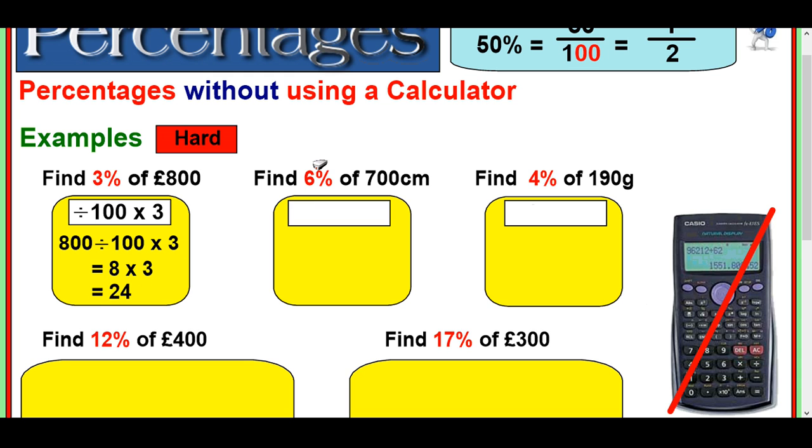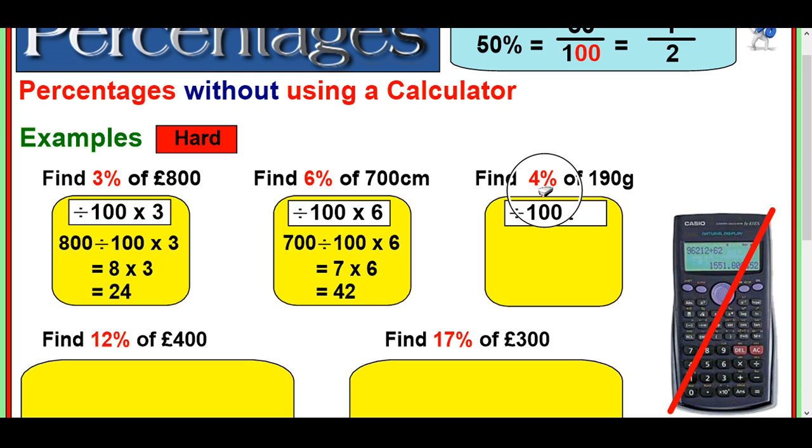To get 6%, it's the same idea. Divide by 100 to get 1% and then times by 6. So you're doing 700 divided by 100 and then you're timesing it by 6. Again, this bit's easy, it's just 7. So it's 7 times 6, which is 42. Again, 42 centimetres.